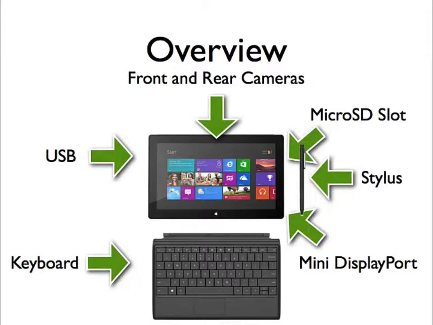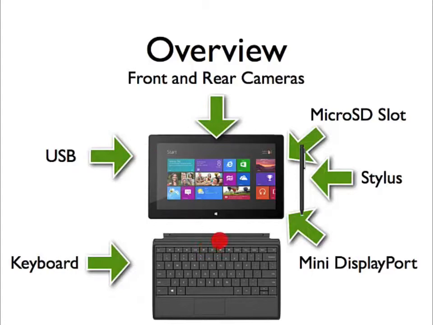In terms of what the device looks like, we've got a couple of things here. There are front and rear cameras towards the top of the device. On the right, we have a micro SD slot, so you can add additional storage. We have a stylus, which connects to the magnetic power port on the side of the device. And then we have a mini display port, so this allows you to plug in external monitors. On the left here, we have a USB port, only one, but it's running USB 3.